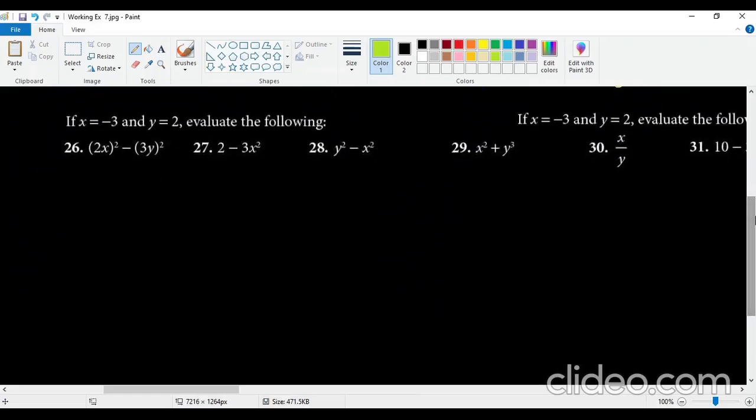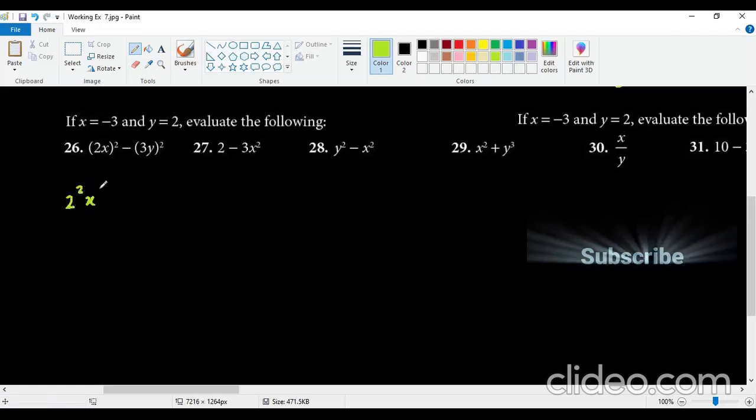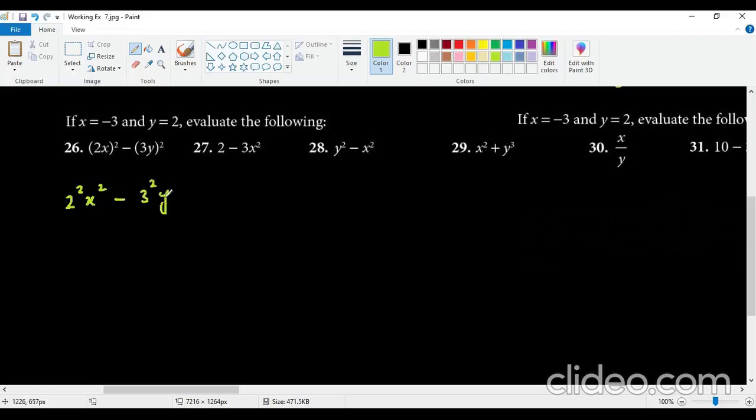Okay, in here, it's going to be a double operation. So we have to be very careful with this. Now it says 2x whole square. That means 2 and x both are going to be square. So I will make this something like this. Simplifying, 3 square and y also square to make things simple.